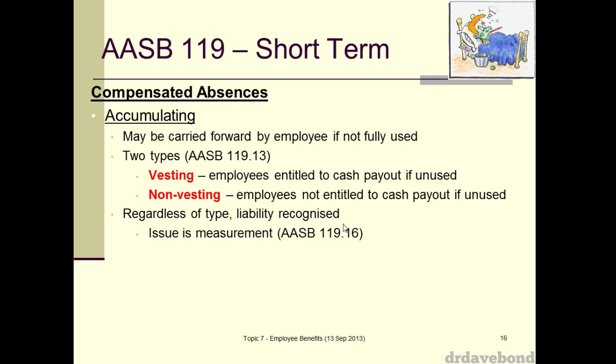So my annual leave is vesting. If I take my annual leave, I get paid annual leave while I'm away. If I decide to leave the university, or if I get kicked out, or hopefully that doesn't happen, but if I decide to move on, then whatever my balance is at that point in time will come to me as a cash payment. If it's not vesting, I don't get that cash payment.